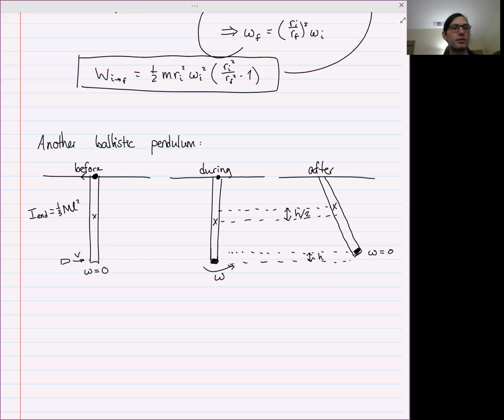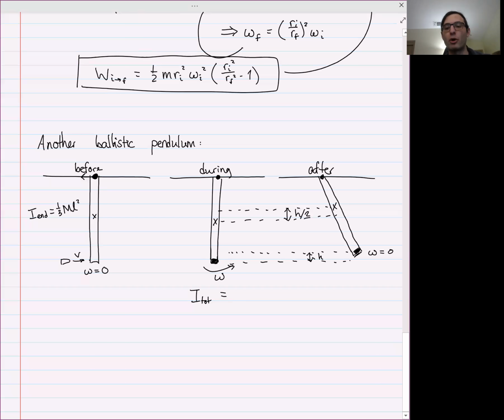So let's use angular momentum to try to solve this problem. First, let's figure out what the total moment of inertia is about this end. The total moment of inertia about the hinge, in both the during and after case, would be the moment of inertia of the rod plus the moment of inertia of the bullet.